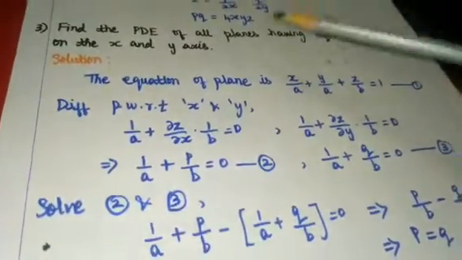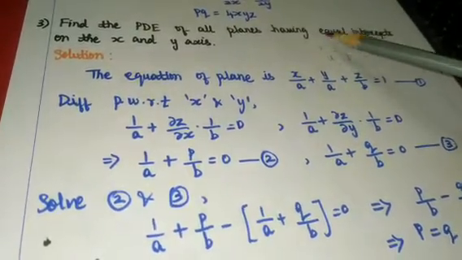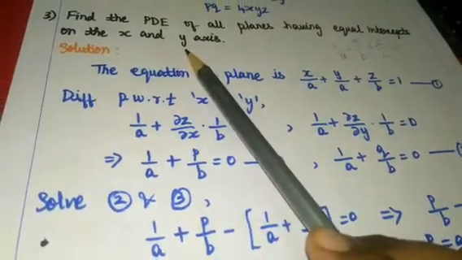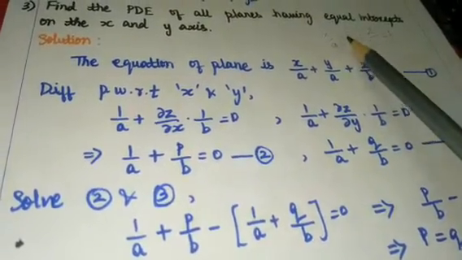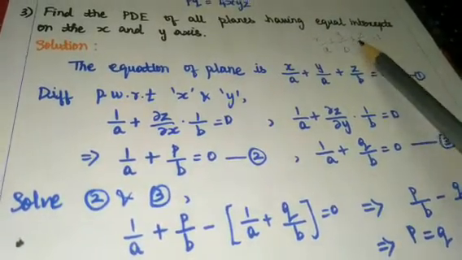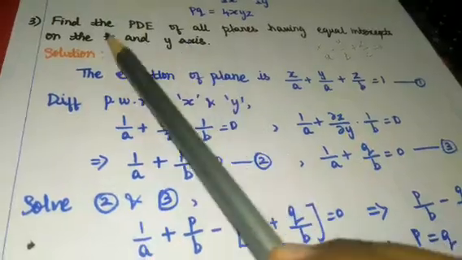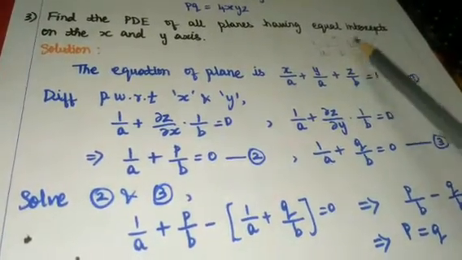In this question, if it asked for equal intercepts on the y and z axis, then the equation becomes x by a plus y by b plus z by b. And if it is asked for the x and z axis, then x by a plus y by b plus z by a.